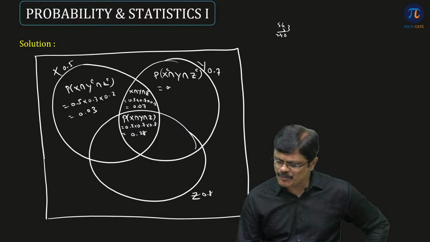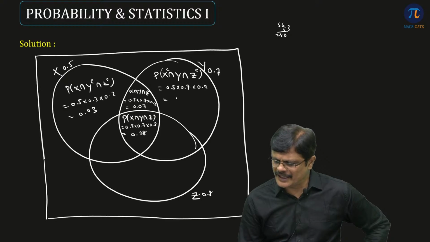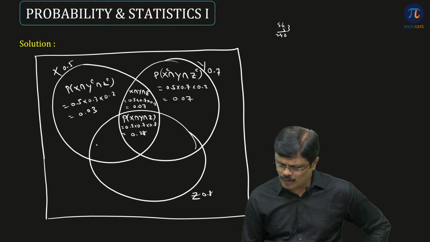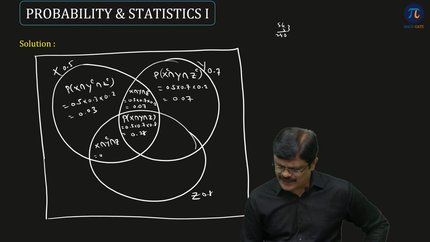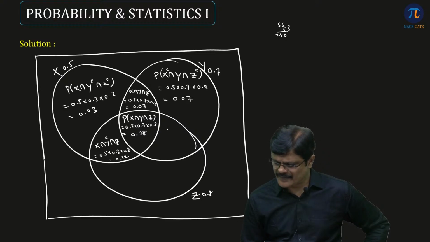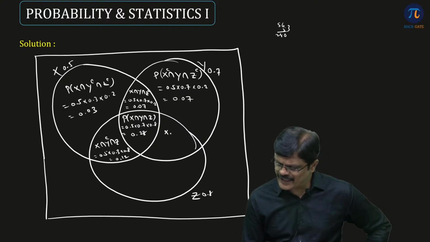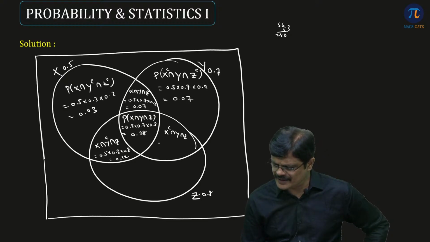So x complement is 0.5, y is 0.7 and z complement is 0.2. So again it is 0.07. And what about this portion, sir? Here x and z present, y is absent. So it is 0.5 into 0.3 into 0.8, which is 0.12. And what about this? In this place we have x absent but y and z present, that is 0.5 into 0.7 into 0.8, which is nothing but 0.28.